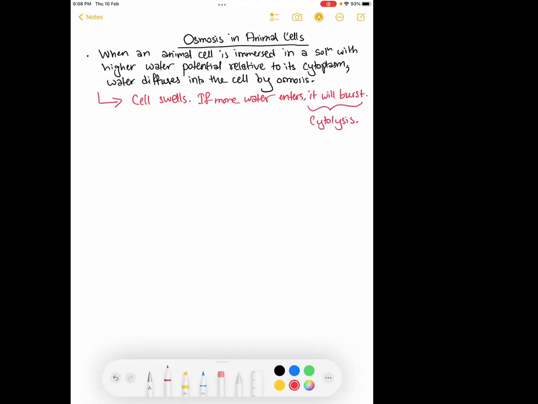Okay. So let's say we have this animal cell which actually bursts, and then all the liquid will come out of it. So that's a cytolysed animal cell.